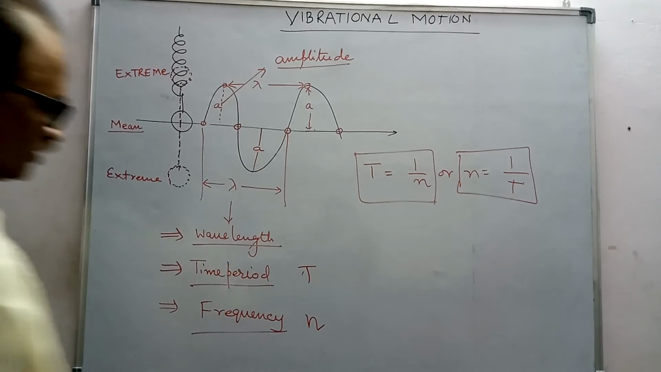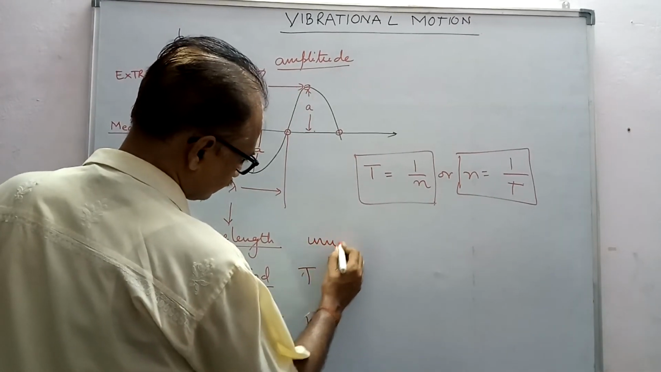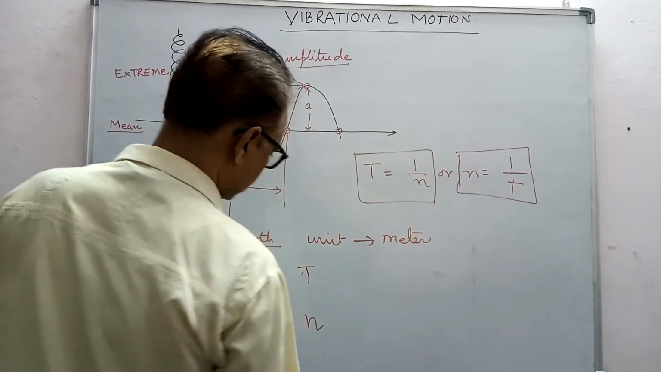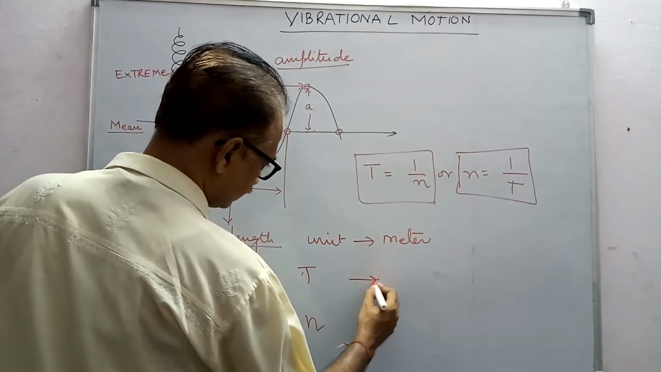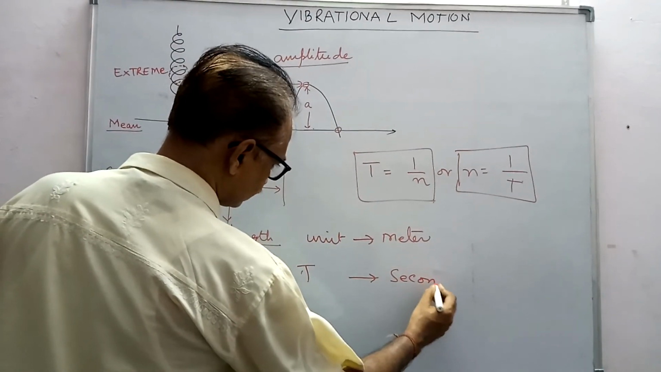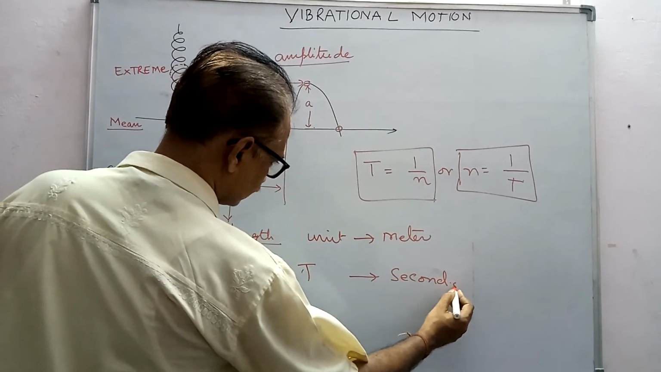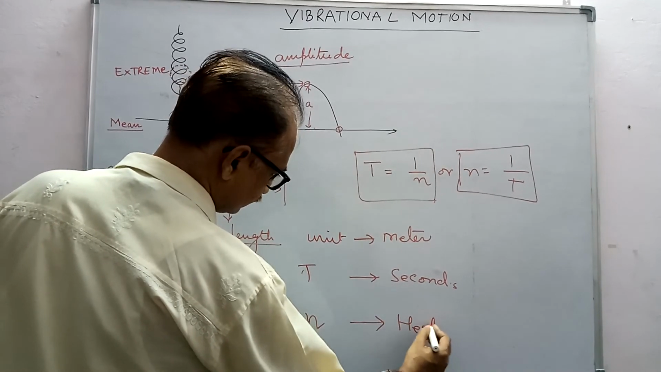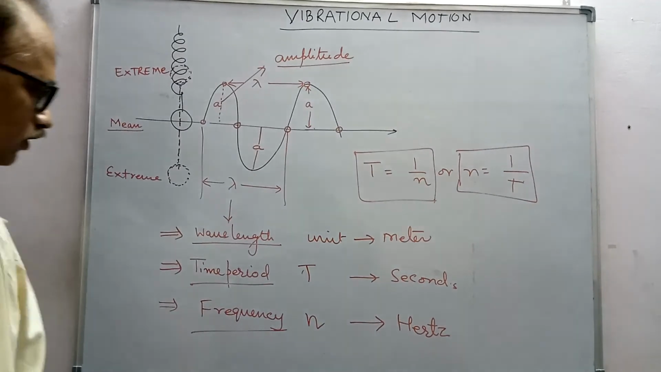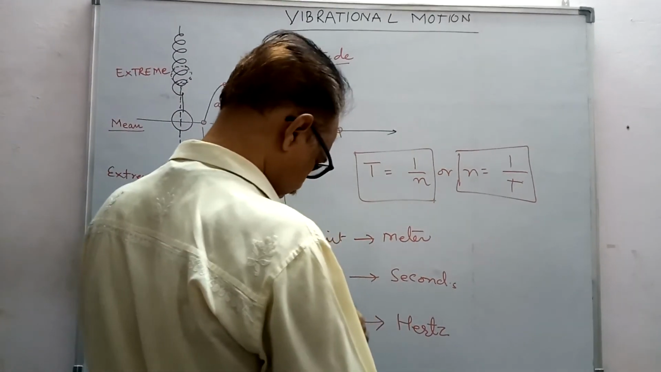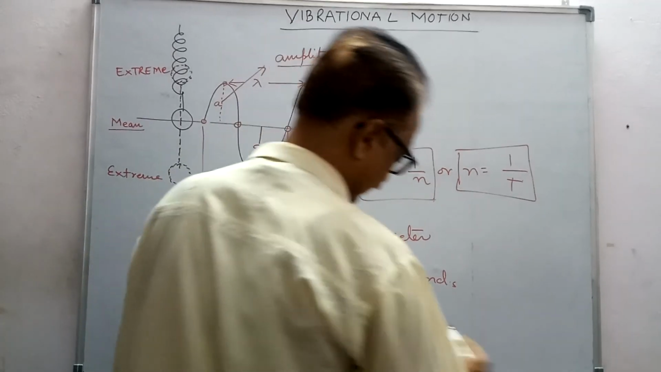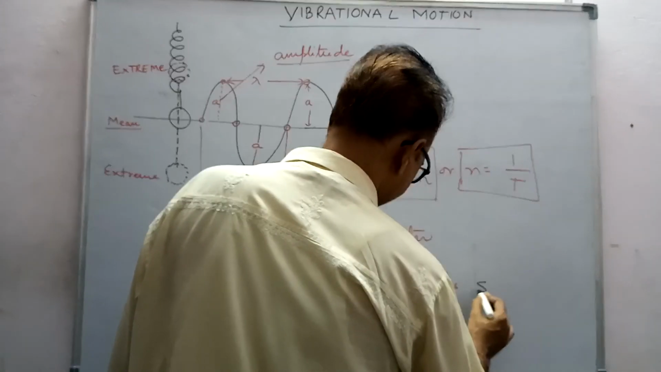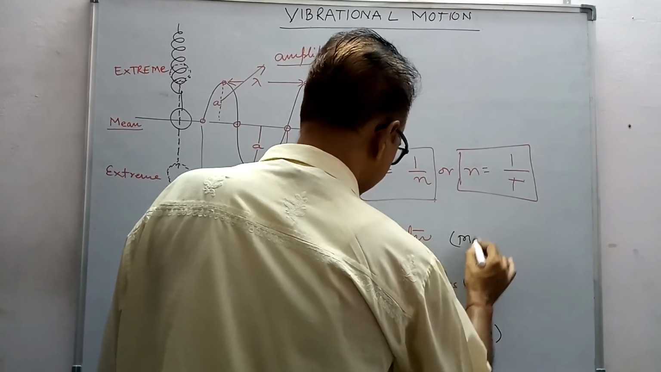Wavelength, its unit is meter. Time period, its unit is seconds. And frequency, its unit is hertz. Its symbol is Hz, capital H, then z. Seconds, symbol is s. Meter, symbol is m. These are their symbols.